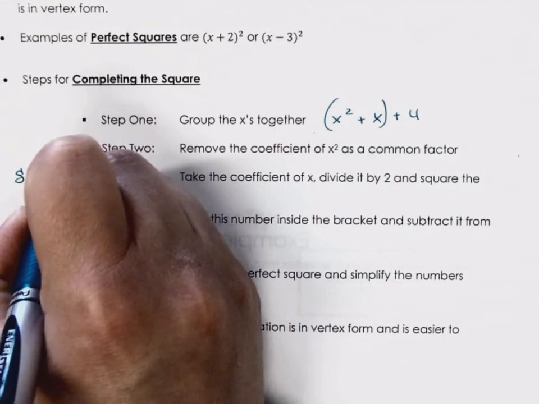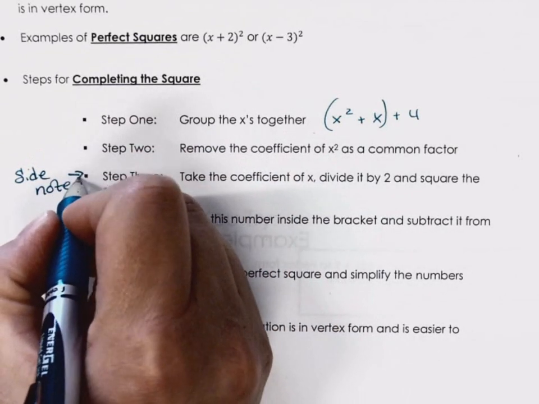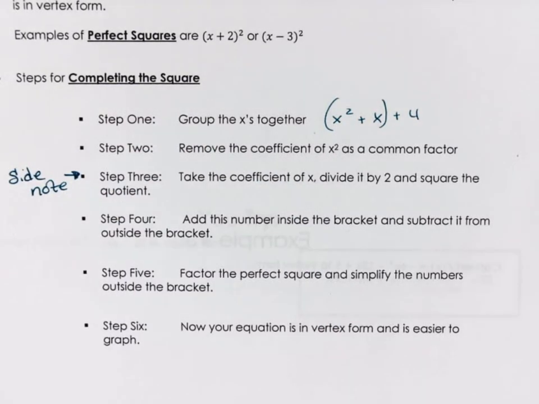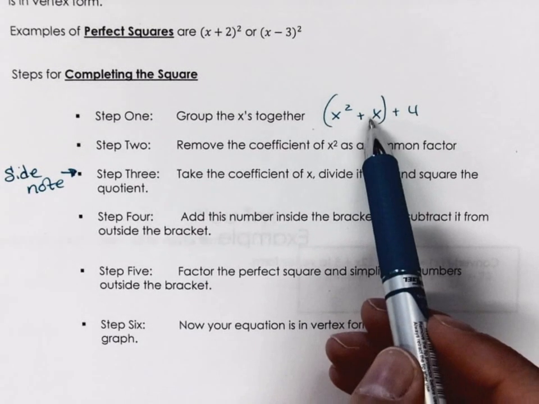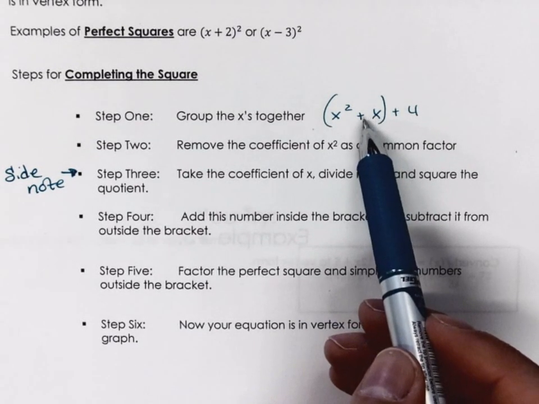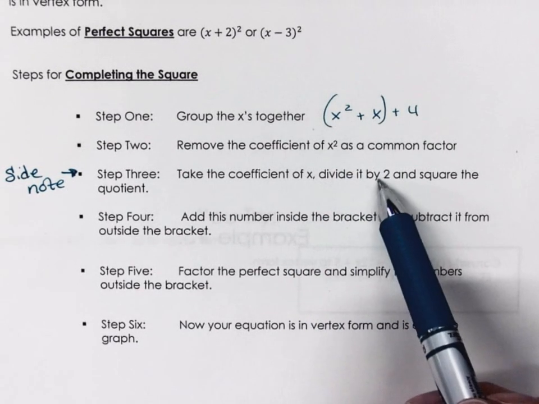I call this my side note because I do this off on a scrap piece of paper or off on the side. It's kind of like math magic. Kind of like that negative b over 2a, like it's a formula that you kind of have to commit to memory. It's not really anywhere. You're going to take the coefficient of the x. What's the coefficient of this x? The invisible number 1. And we are going to divide it by 2.